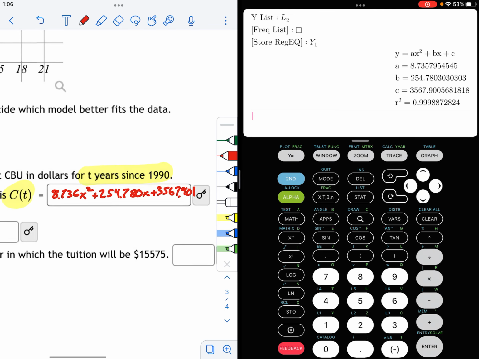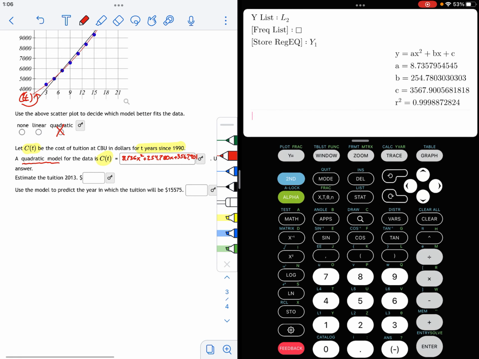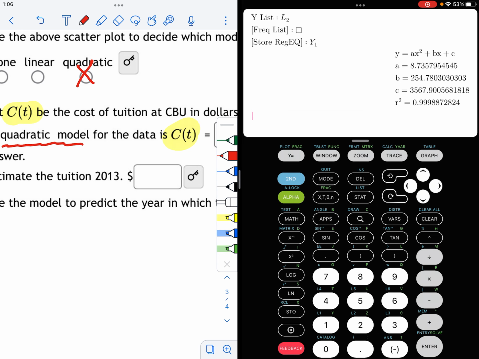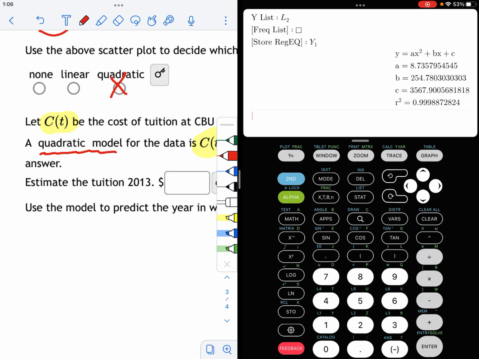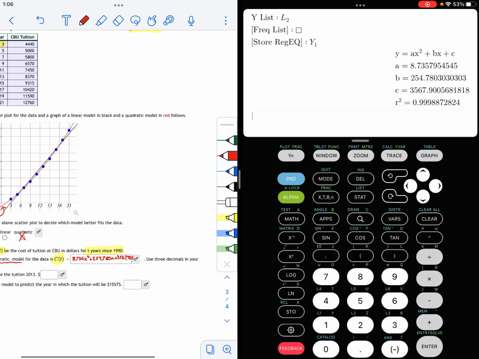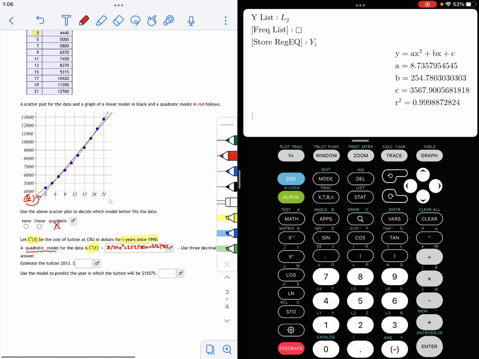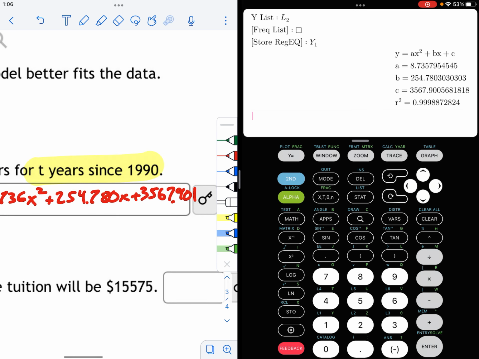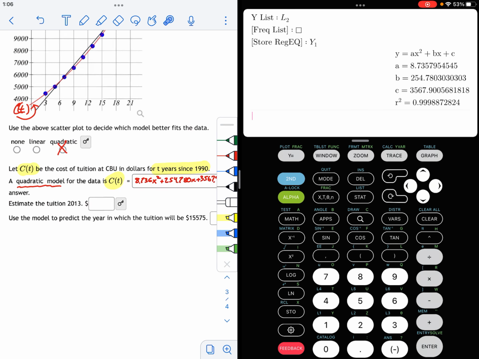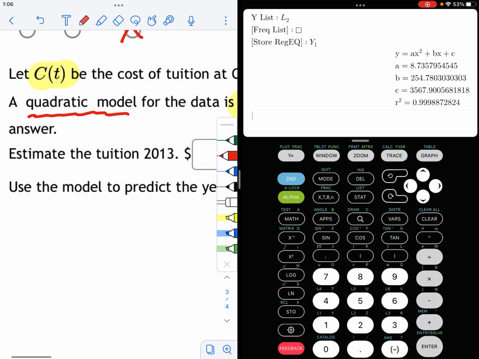All right, so there's the equation that best fits that. Now what we need to do is estimate the tuition at 2013. Remember, this is years after 1990, as highlighted. So how many years after 1990 is this? Well, 2013 minus 1990 is 23 years, so t is 23.